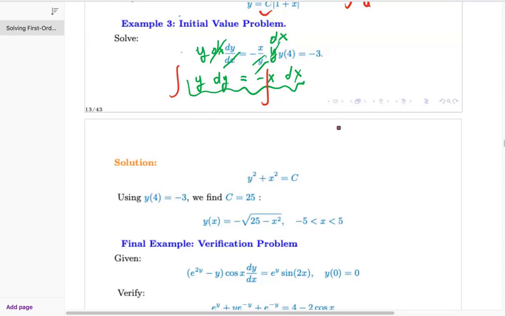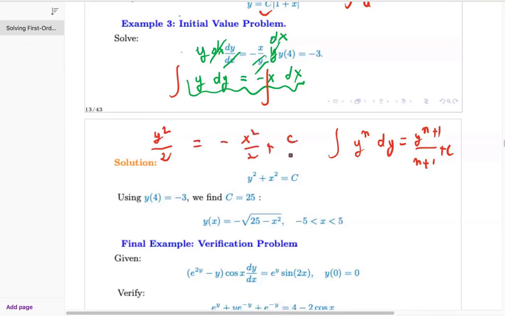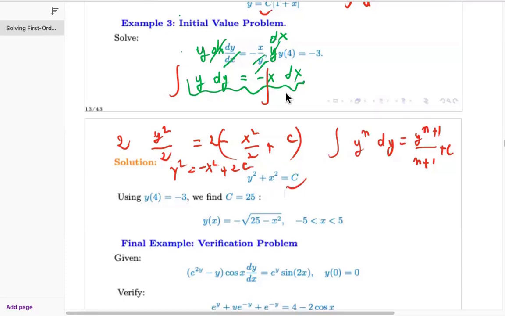Can you recall the rule of the integral of y to the power n? In general, the integral of y^n dy equals y^(n+1) over n plus 1 plus a constant c. Here n equals 1, 1 plus 1 is 2. Then we get y squared over 2 equals minus x squared over 2 plus a constant c. We eliminate 2 by multiplying the whole equation by 2. We get y squared equals minus x squared plus 2c. Then y squared plus x squared equals a constant c. This one is the solution of this initial value problem.